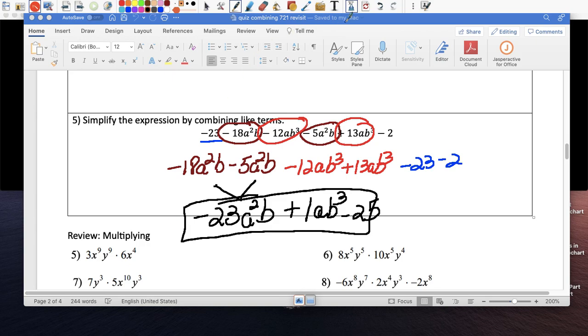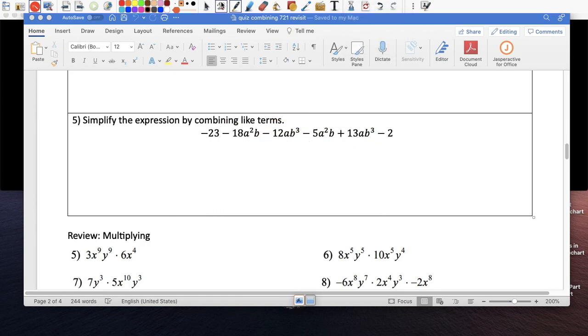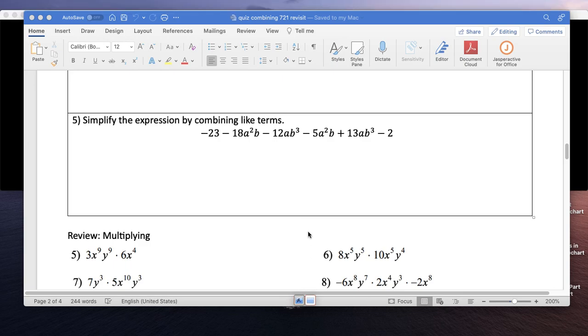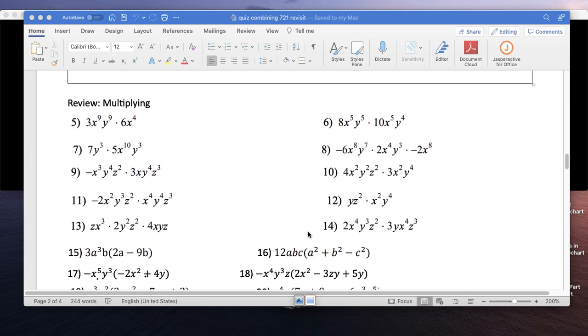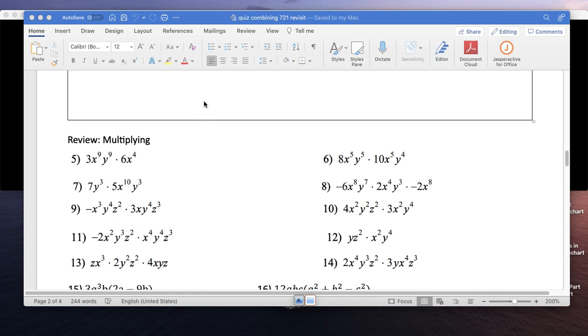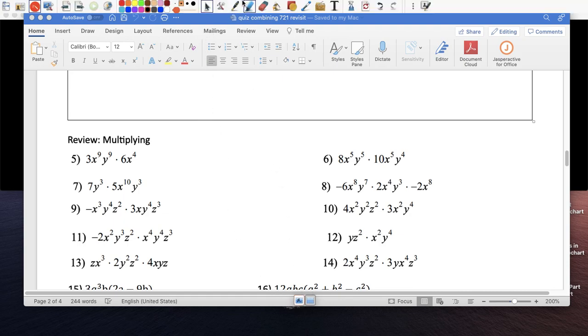Okay. Now the rest, I'm not going to do all of them, but I broke it up into parts. If you look at this whole section here, this is for you to practice what happens when you're multiplying. Well, let's do the first one. So I'm going to write 3. Again, I know there's no multiplication sign between the 3 and the x, but there's an invisible one. That's what that says. 3 times x to the 9th power times y to the 9th power times 6 times x to the 4th power. That's what it is. I can move it around.